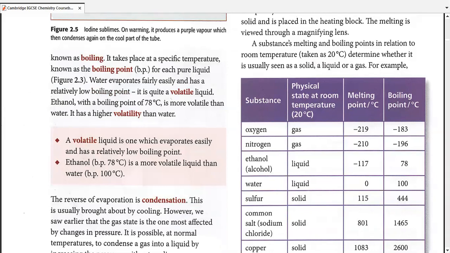Let me take an example. Now, as you can see in this pink portion, the boiling point of ethanol is quoted as 78 degrees centigrade, and that of water is quoted as 100 degrees centigrade, right? So let me clarify myself over here. When the temperature is exactly 100, water will start boiling. But any kind of conversion of liquid to gas will be taken as boiling.